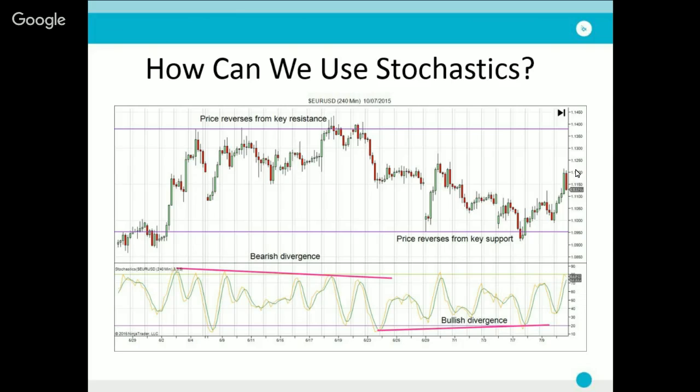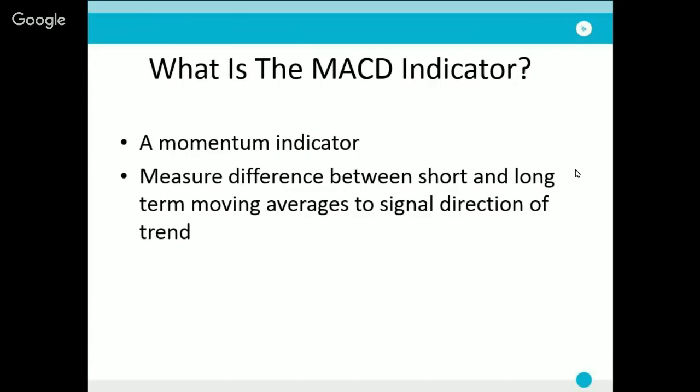Okay, so the MACD indicator. The MACD indicator, the moving average convergence divergence indicator, is a momentum indicator, but it's also used to signal trend direction in the markets. So the indicator measures the difference between a short and a long-term moving average.